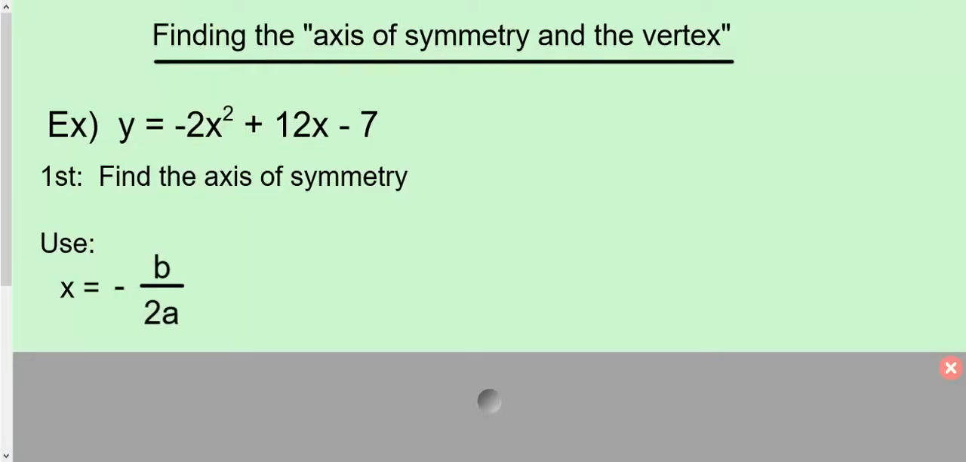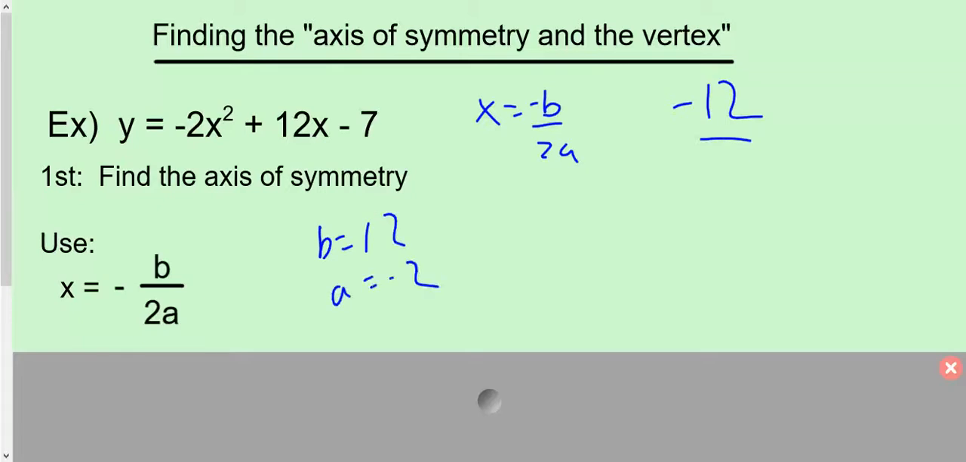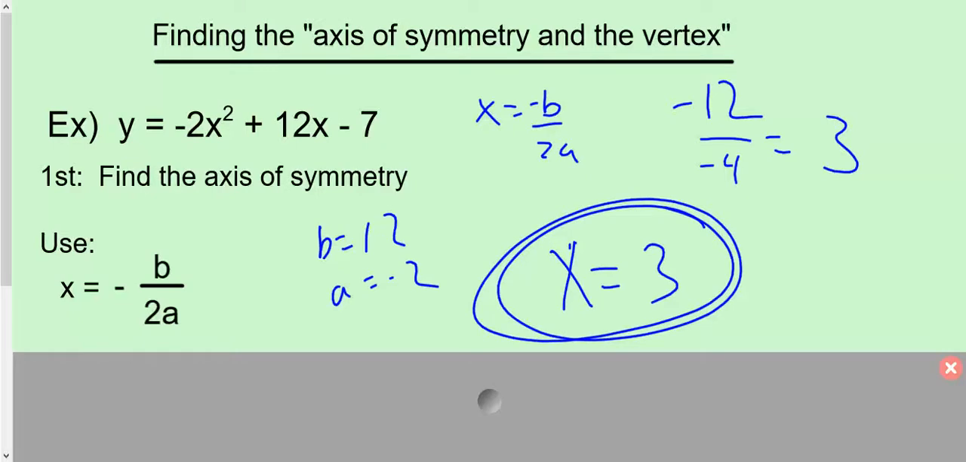And let's start with finding the axis of symmetry, and then we're going to find the vertex. So we're going to use the formula x equals negative b over 2a. So negative 12, b is 12, and a is negative 2. So negative 12 over negative 4, that gives you 3. So the axis of symmetry is x equals 3. It's an equation. It's always an x equals equation.